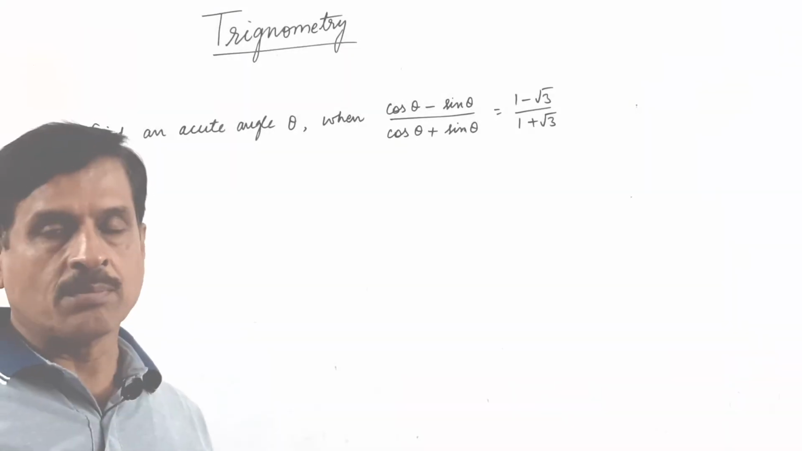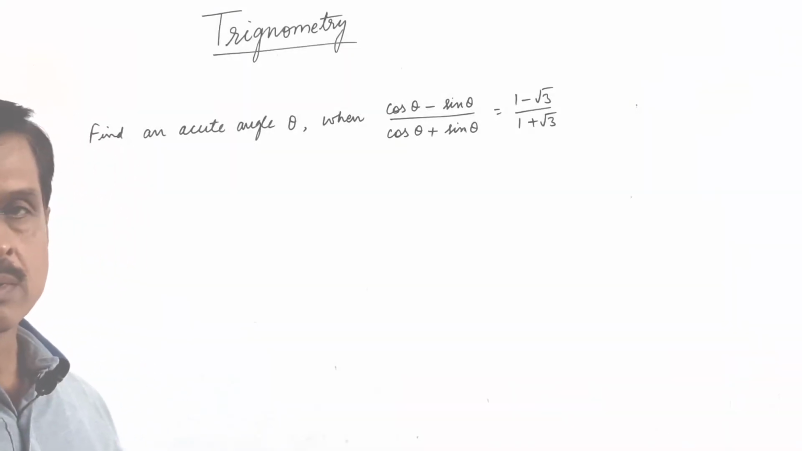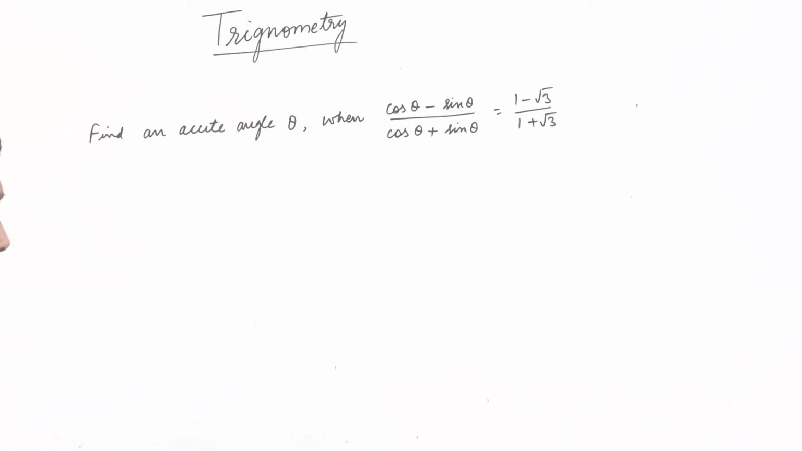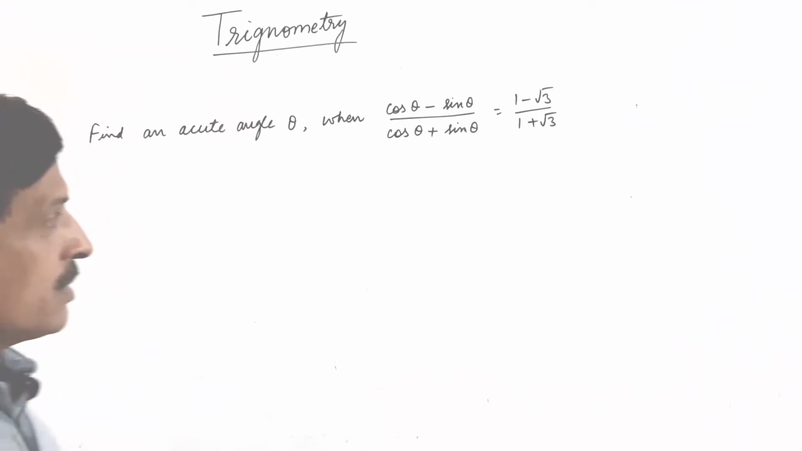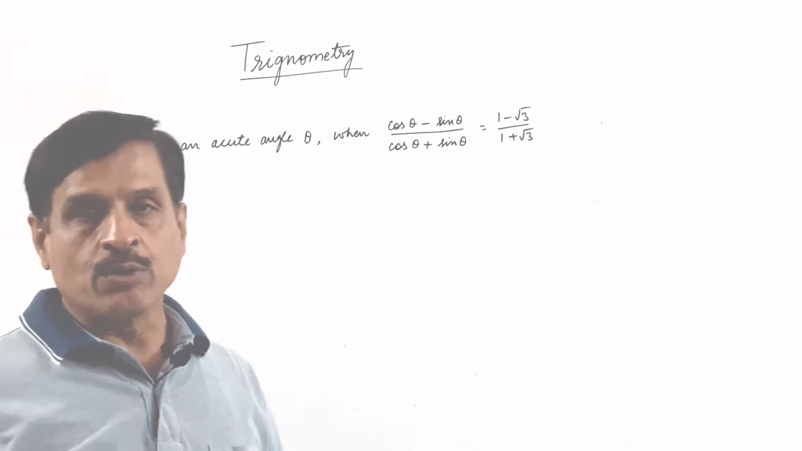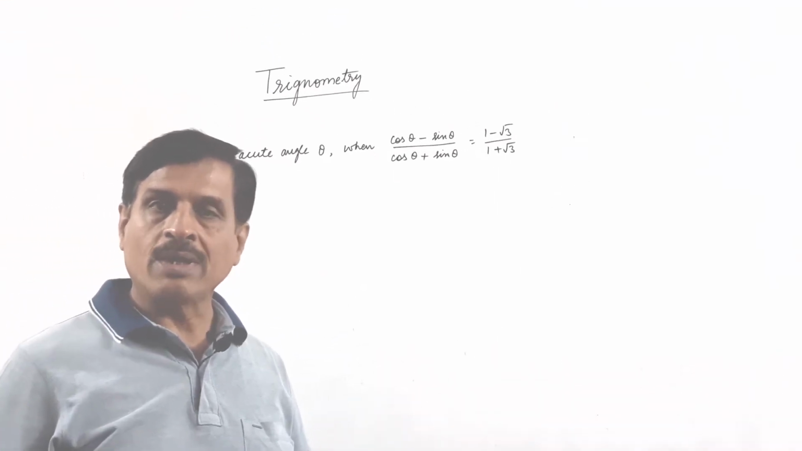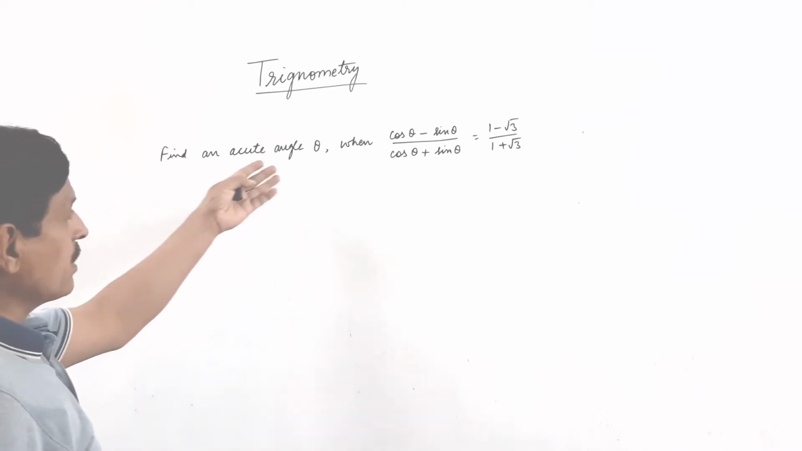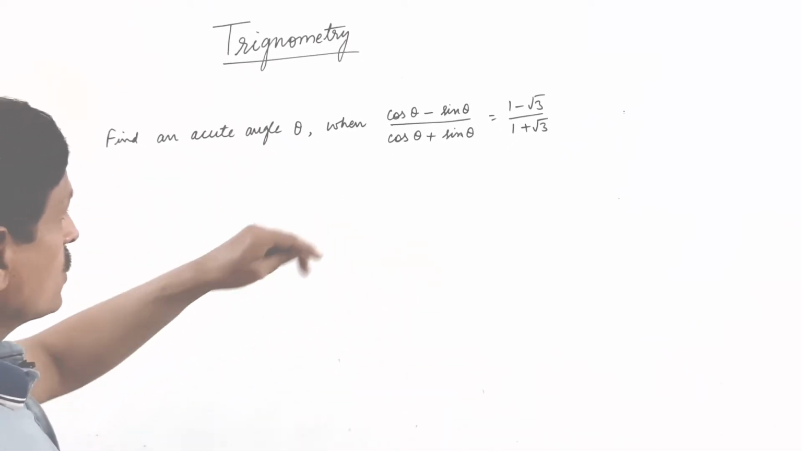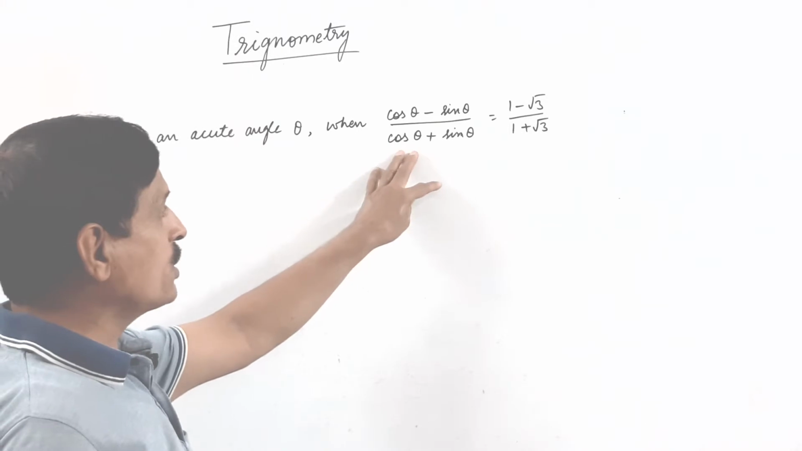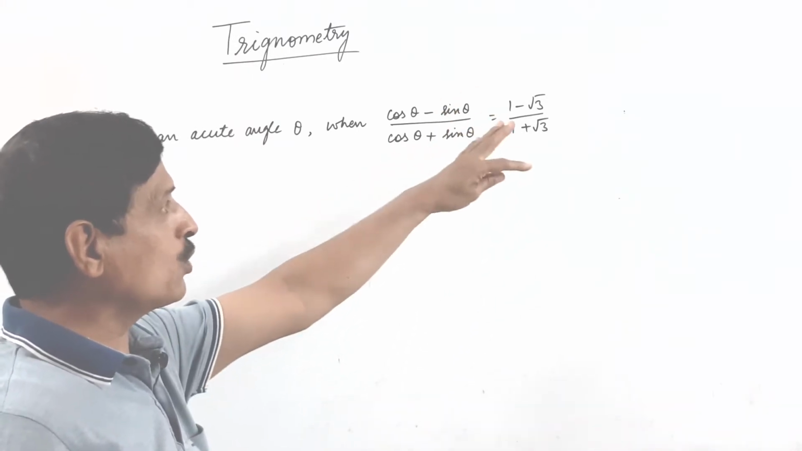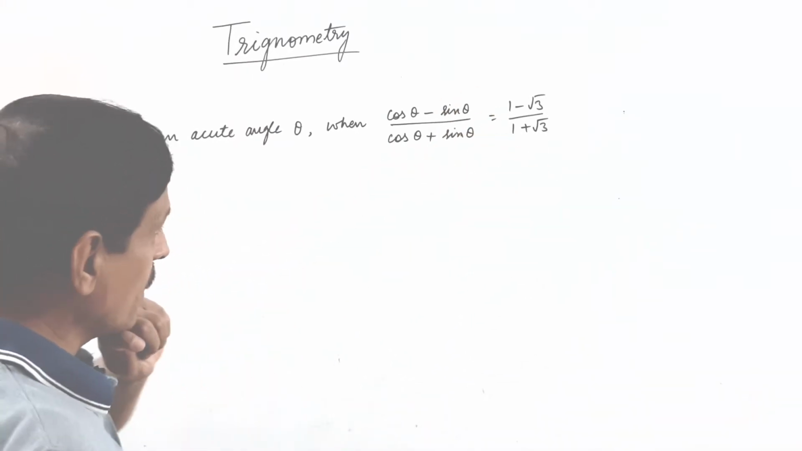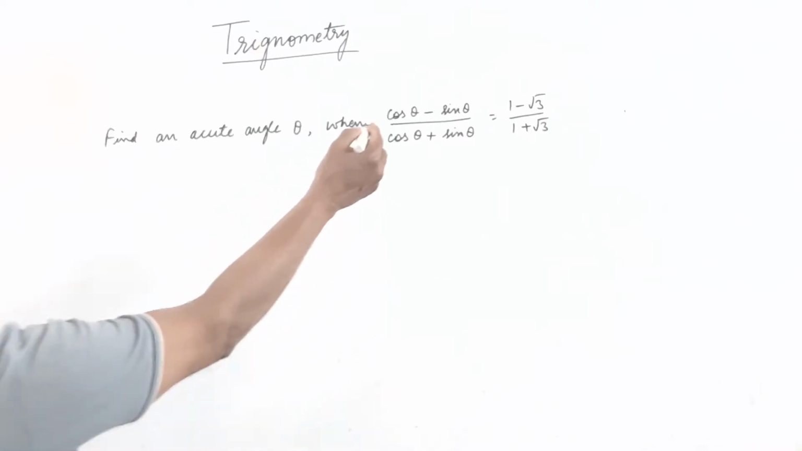These are some problems which can be solved by putting values of trigonometric ratios from the table. Find an acute angle theta when cos theta minus sin theta upon cos theta plus sin theta is equal to 1 minus root 3 upon 1 plus root 3.